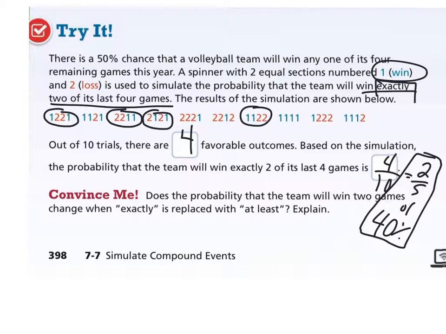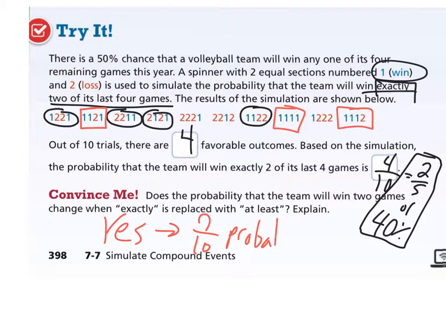And the Convince Me just mentions, does the probability change when exactly is replaced with at least? So if we talk about them winning at least 2 games, that's going to include where they won 3 games or maybe 4 games even. So the answer, yes, it does change the probability, because now it would be a 7/10 probability, or 70%.